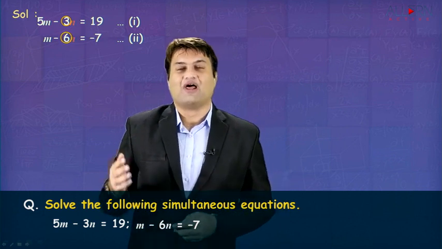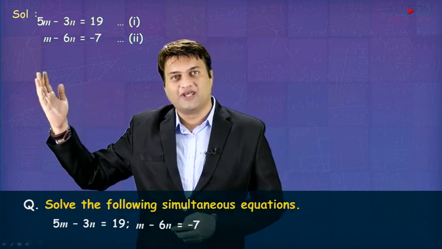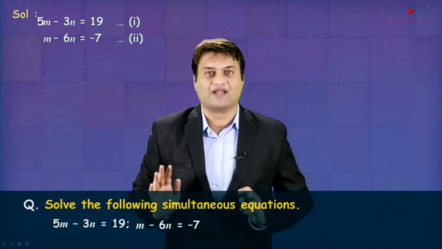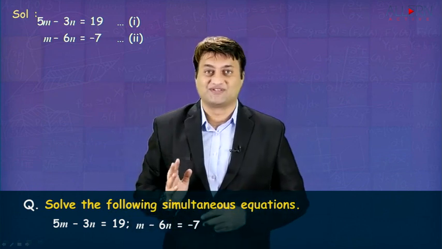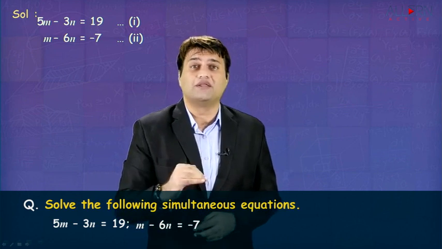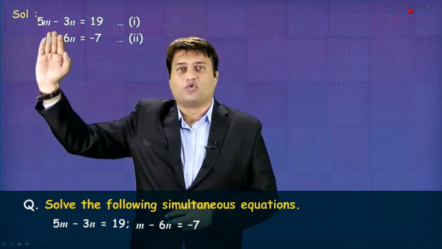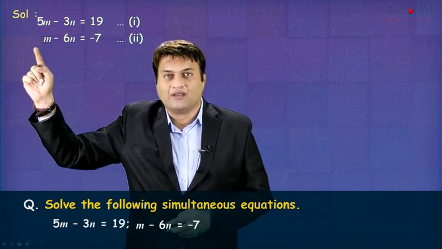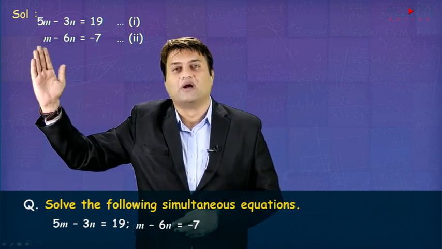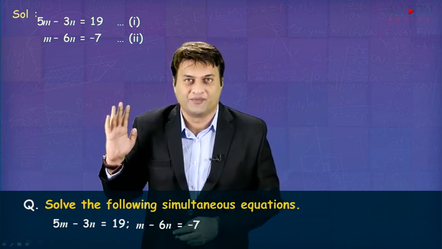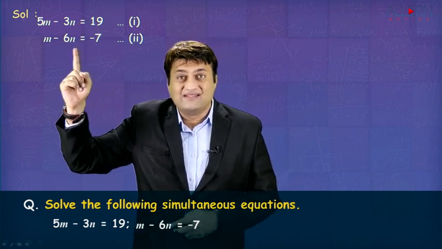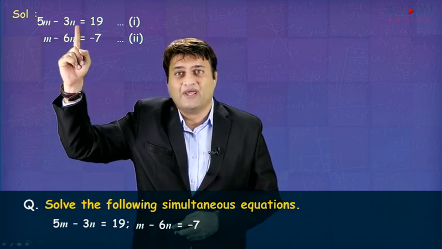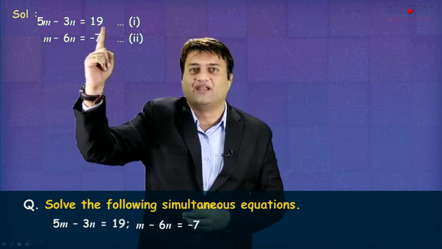So here we will have to either make the coefficient of m same, or we will have to make the coefficient of n same, and then eliminate it by either adding the two equations or subtracting the two equations. Now the question is, how do we make the coefficients same? Look at the coefficients of m. The coefficients are 5 and 1. So we need to make this 1 as 5, and to do that we will have to multiply the entire second equation by 5. To make the coefficient of n same, in the first equation it is 3, in the second equation it is 6. So to make this 3 as 6, we need to multiply the entire equation by 2.